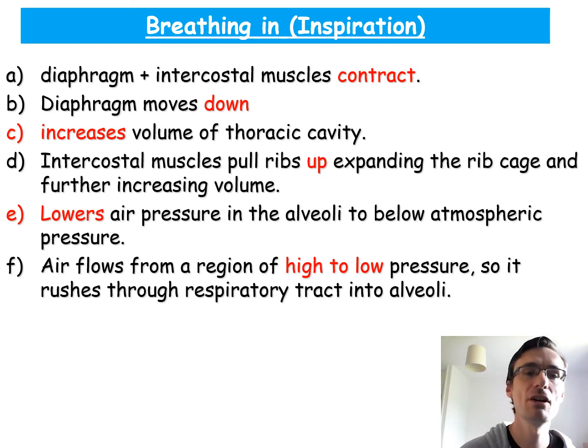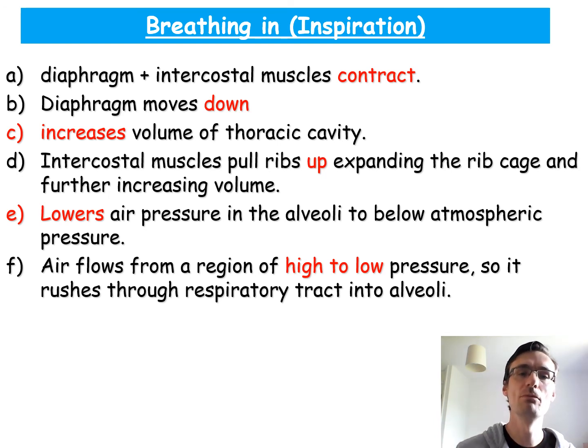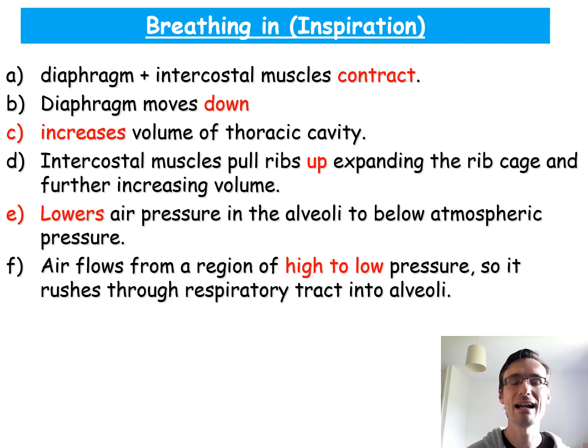But breathing out would be the diaphragm and intercostal muscles relax. The diaphragm obviously would move upwards. This decreases the volume of the thoracic cavity, your ribs move down, and that increases the air pressure in your lungs. As I said, it can be accompanied by the active contraction of the internal intercostal muscles, which will help decrease that volume of your thoracic cavity.